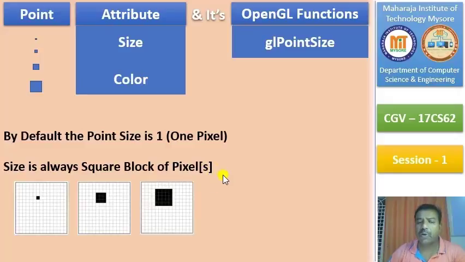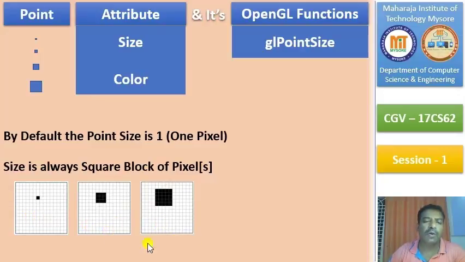Now what is a square block of pixels? Just look at this. This is a point which I am drawing using only 1 pixel, that is, a 1 cross 1 block. If I increase the size by 1, we get a 3 cross 3 square block of pixels. Further, if I increase it, we get a 5 cross 5 square block of pixels. This is what we call square blocks.